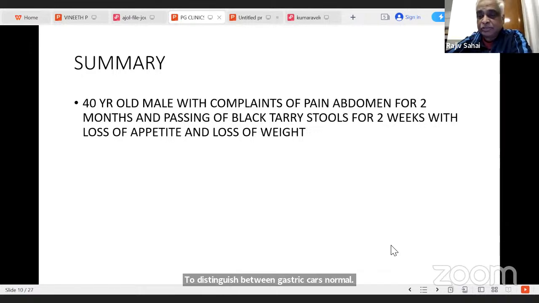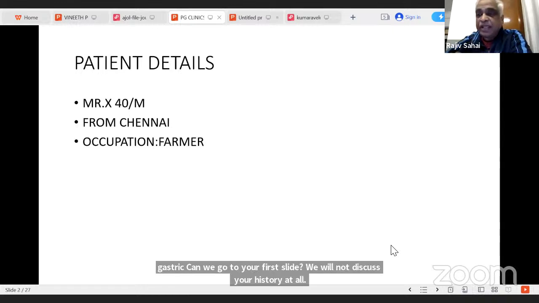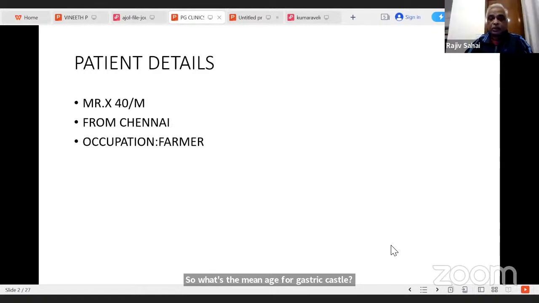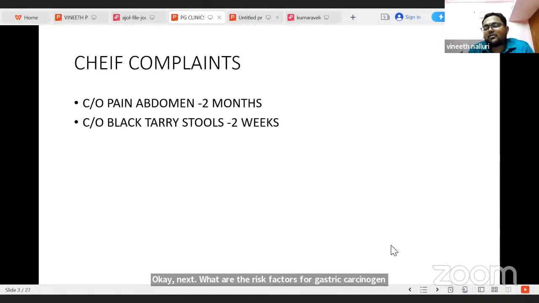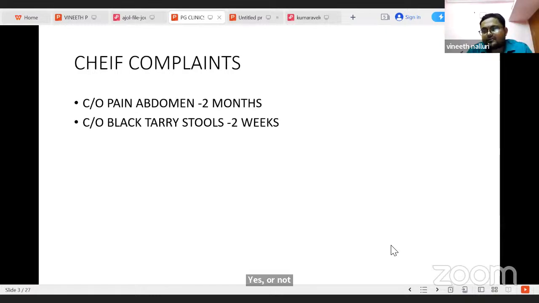Can we go to your first slide? We've not discussed your history at all. So what's the mean age for gastric carcinoma? More than 50 years of age, sir. Right. Okay, next. What are the risk factors for gastric carcinoma? Risk factors are obesity, smoking, alcohol, then predisposing lesions like pernicious anemia, atrophic gastritis, Helicobacter pylori infection. In your history, have you elicited the risk factors for gastric cancer or not? Yes, sir.